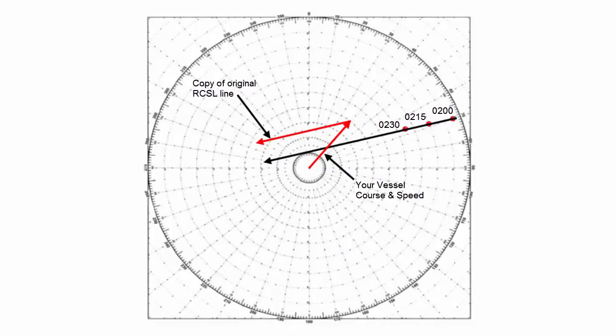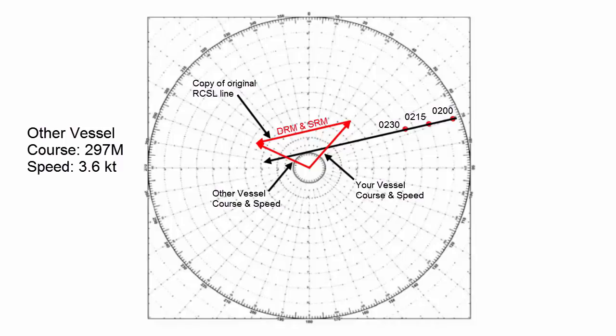This copied RCSL line forms the second side of a speed vector triangle where the direction of the arrow represents the closing direction, DRM, between the 2 vessels, and the length of the arrow represents the closing speed, SRM, between the 2 vessels. The third side of the triangle will represent the course and speed of the other vessel and is drawn from the center of the maneuvering board out to the arrowhead on the copied RCSL line. This shows that the other vessel is on a course of 297 degrees magnetic at a speed of 3.6 knots.